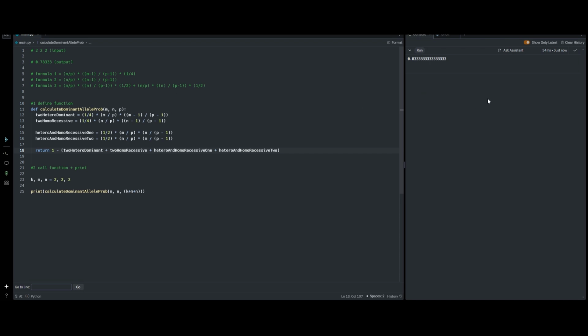Oh wait, 783. Somewhere along the way, this one should not be 1/4. This one, as you recall, had the probability of having a homozygous recessive. So this one should not actually be a 1/4. It should be a 1 instead. It should be good to go. Yep, as expected.